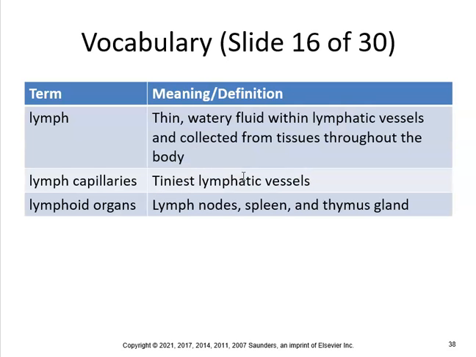Make sure you know what lymph is and how to spell it. That's a thin, watery fluid within lymphatic vessels and collected from tissues throughout the body. We don't like excessive lymph. Lymph capillaries are the tiniest lymphatic vessels. Lymphoid organs are the lymph nodes, spleen, and thymus gland.